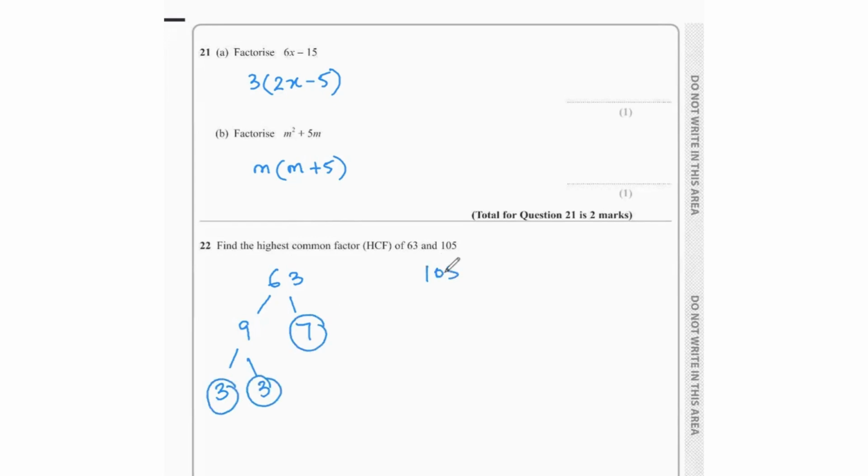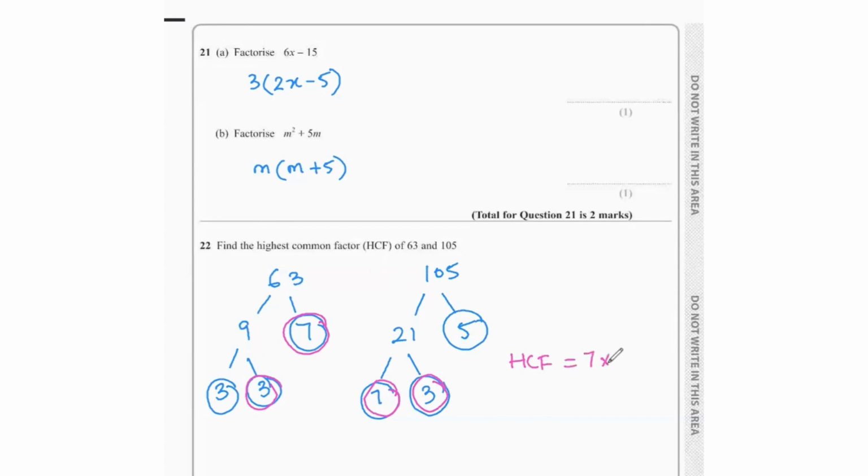For 105, we have 21 times 5. 21 is 7 times 3. So now if you notice, the common factors are 7 and 3. So the highest common factor of 63 and 105 is 7 times 3, which is 21. That's your answer.